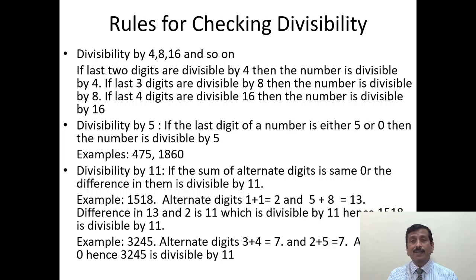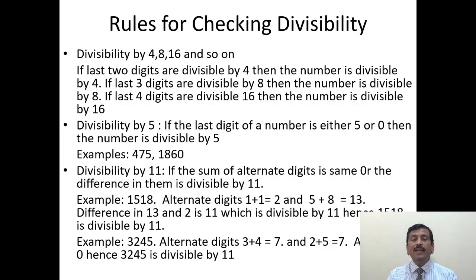This is very interesting. Like we found the rule of 3 is sum of the digits divisible by 3, entire number divisible by 3. Rule of 9, sum of the digits divisible by 9, entire number divisible by 9. And the rule for 2, 4, 8, 16, 32 are last digit divisible by 2, last two digits divisible by 4, last three digits divisible by 8, last four digits divisible by 16, last five digits divisible by 32, and so on. So there is a relationship which perhaps we can discuss in due course later on.